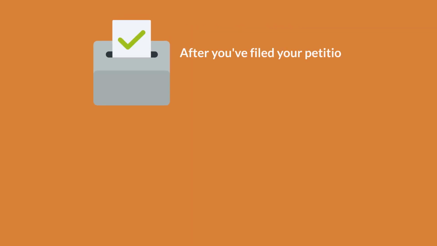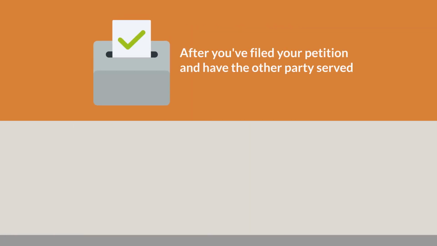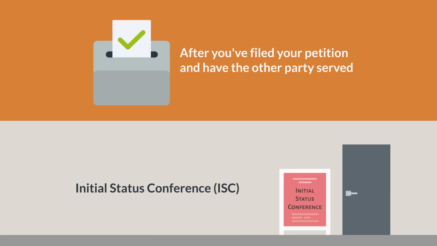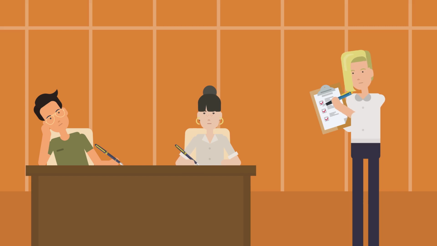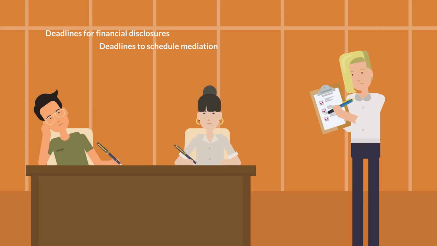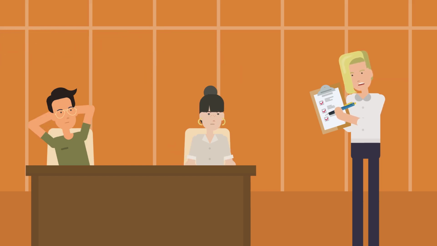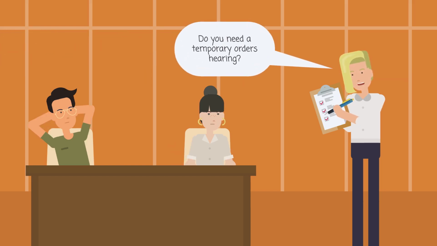So after you file your petition and have the other party served, you will have to attend an initial status conference. In that conference, the court facilitator will provide deadlines for financial disclosures, deadlines to schedule mediation, deadlines to file notices to set final orders, the final orders hearings, and the court facilitator will also ask you if you need a temporary orders hearing.